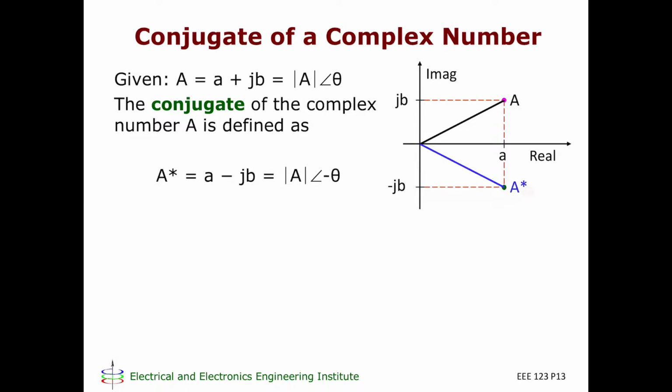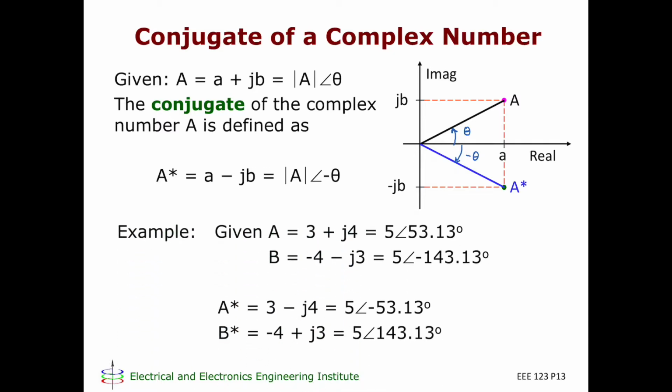So how do you get the conjugate of a complex number? One way is just to make the imaginary part negative. So if originally the imaginary part were jb, we now make it negative jb. The other way is to make the angle negative. So originally the angle was theta, now we make it negative theta. So that's how to get the conjugate.